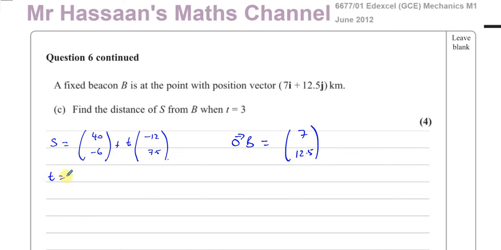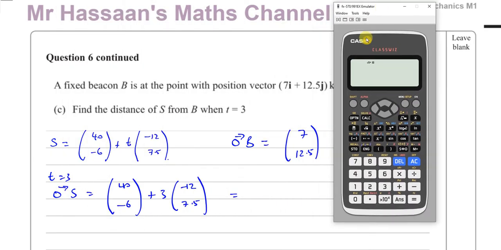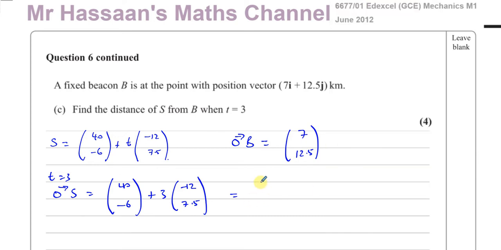So at t equals 3, the vector from O to S is going to be given by 40 minus 6 plus 3 times minus 12 and 7.5. That will give us the position vector of the ship after 3 hours. So we have 40 plus 3 times minus 12, which is 40 minus 36, which is 4.